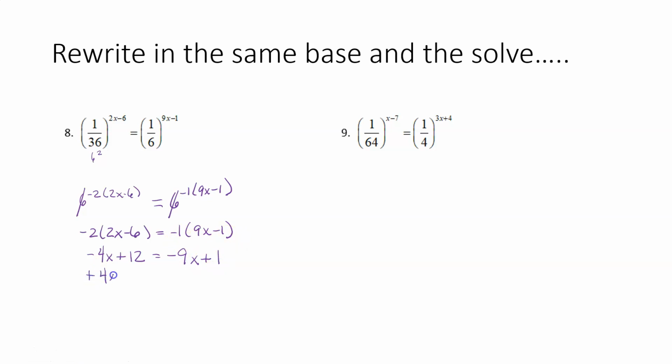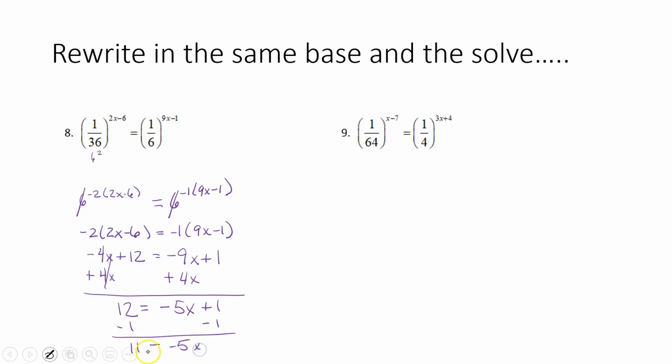I'm going to add this 4x to both sides. So I have 12 equals negative 5x plus 1. Subtract 1, so I have 11 equals negative 5x. Then I'm going to come up here and divide by negative 5. X is equal to negative 11 fifths.